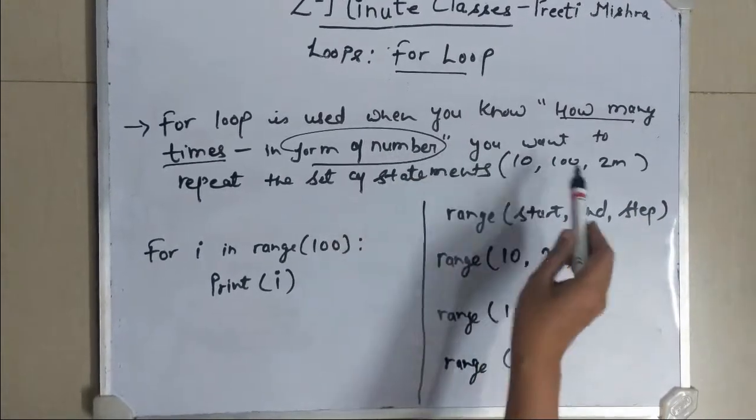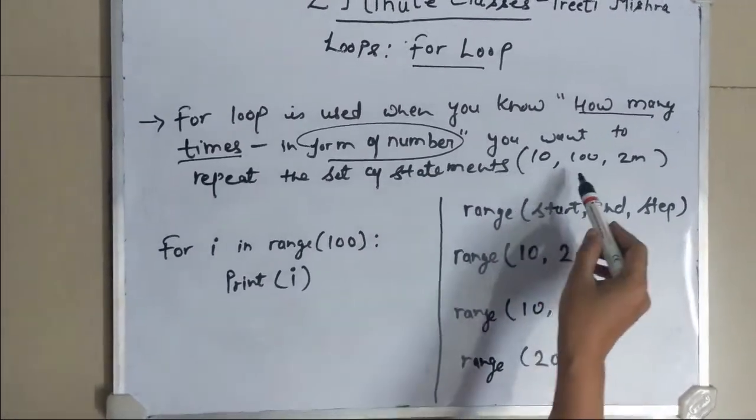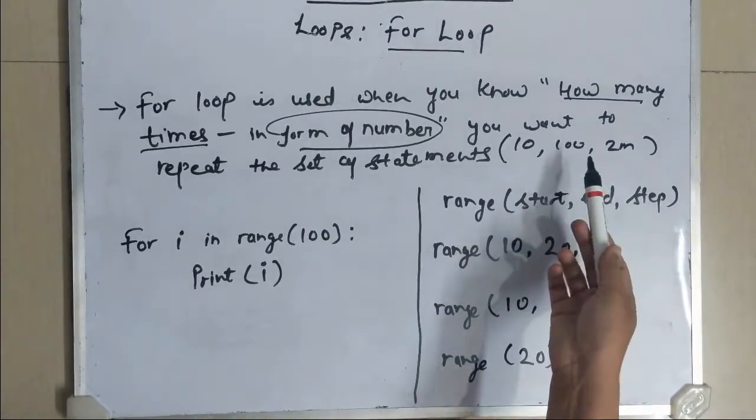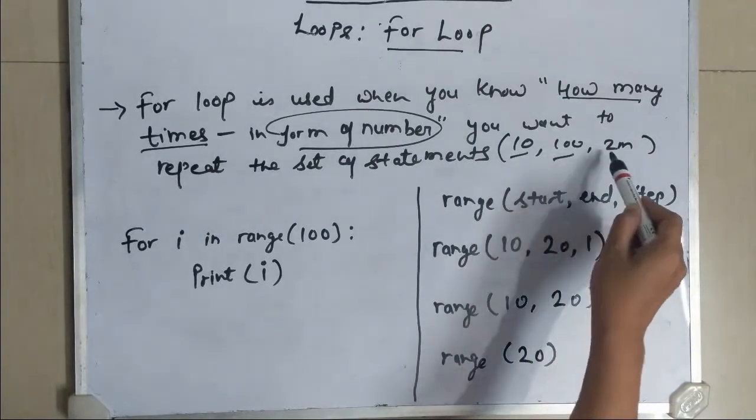A for loop is not used when the condition is something like "if something is greater than something". You have to have an exact number to use a for loop.